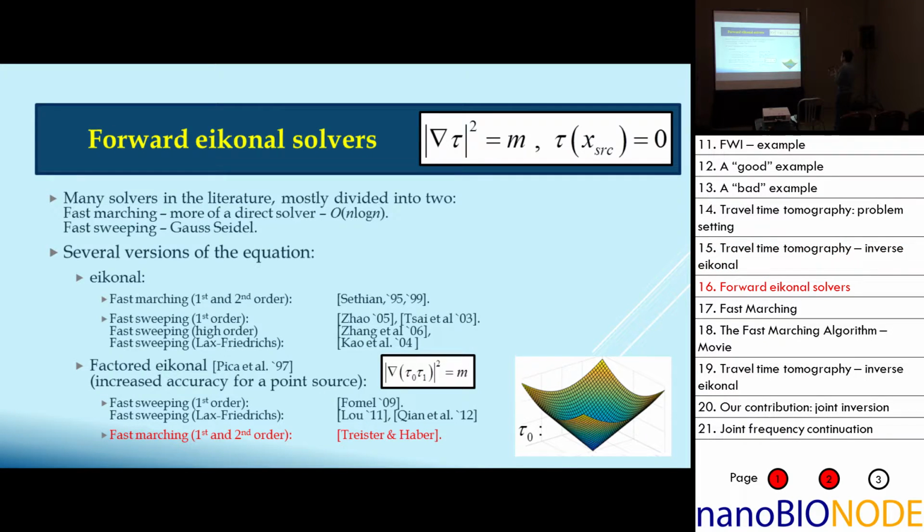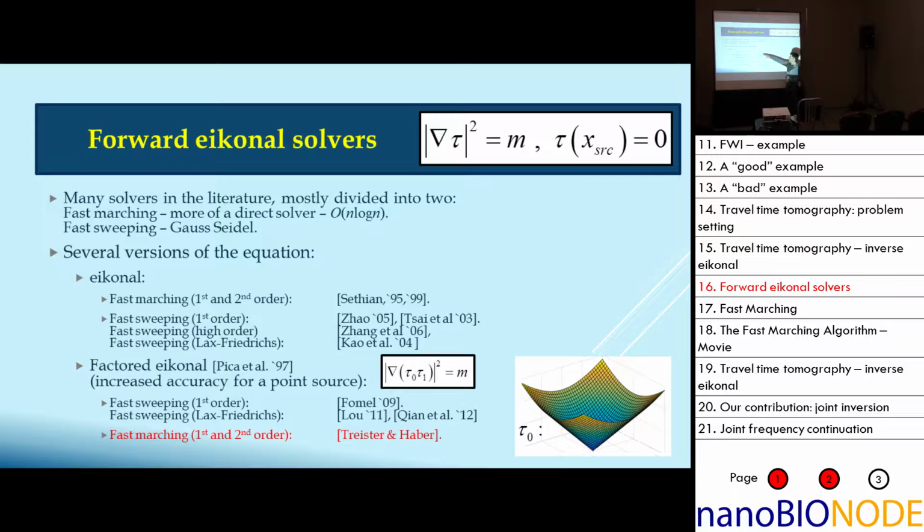Okay, so how do we solve the forward problem? Although this is a nonlinear equation, it is quite easy computationally. There are many solvers in the literature. They are mostly divided into two. There is fast marching, which is a kind of direct solver of order n log n. And there is the fast sweeping approach, which is a Gauss-Seidel, basically. And there are several versions of the problem. So the original equation is just that.